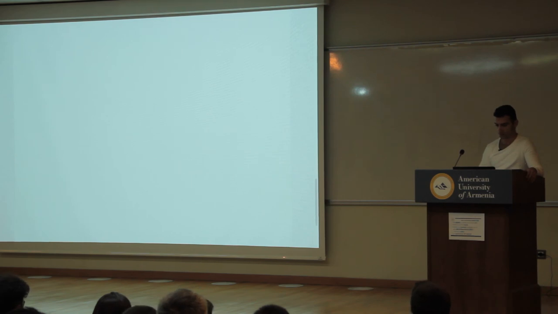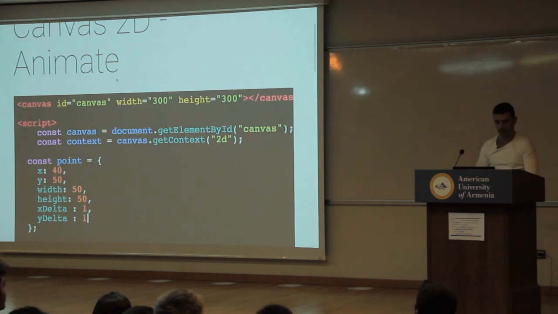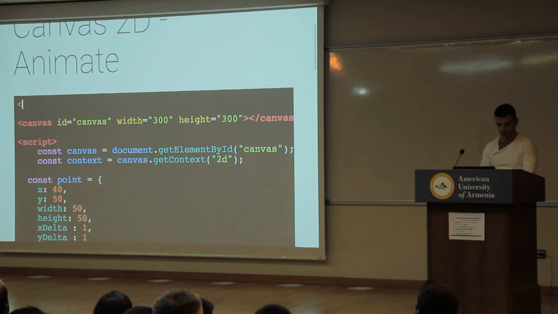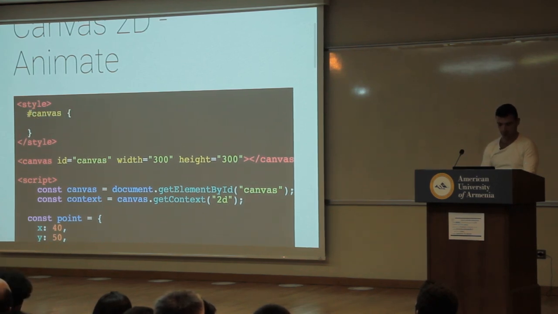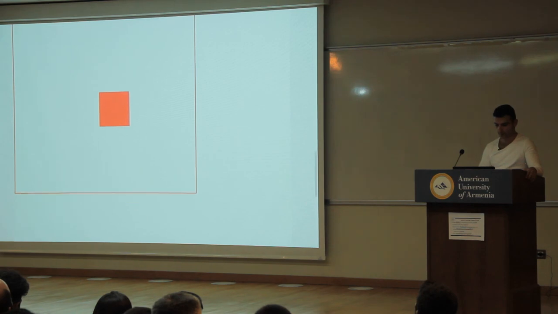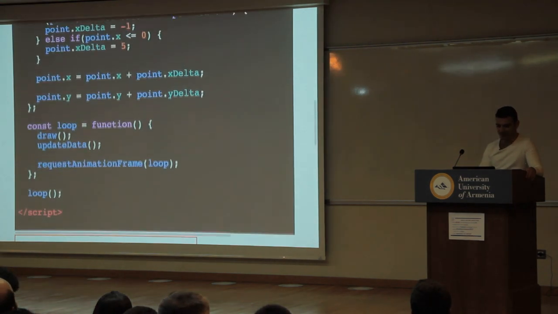Cool. What happened? Wait, let me add some style to my canvas so you can see where it is. So style, hash canvas. And let's give it a border of solid 1 pixel red. Okay, look, it's going, and oh, did you see? Hey, that was cool, what was that?